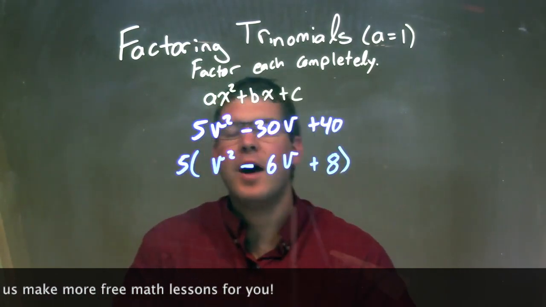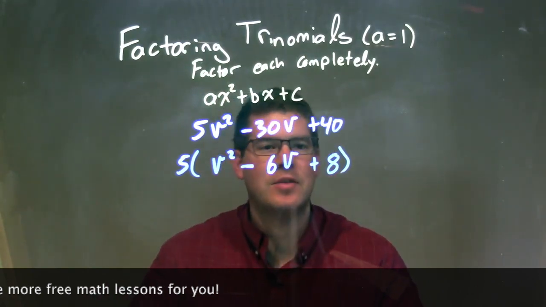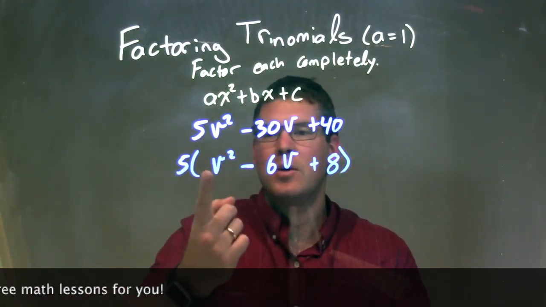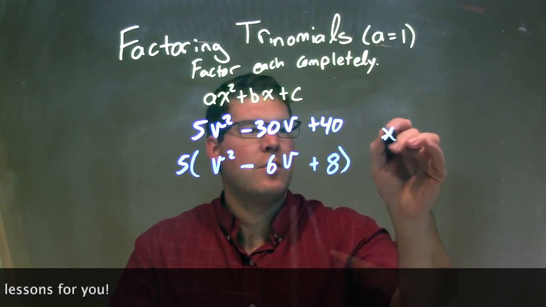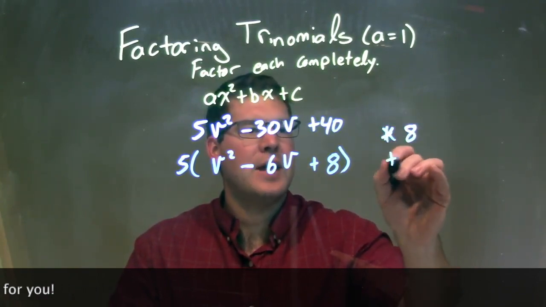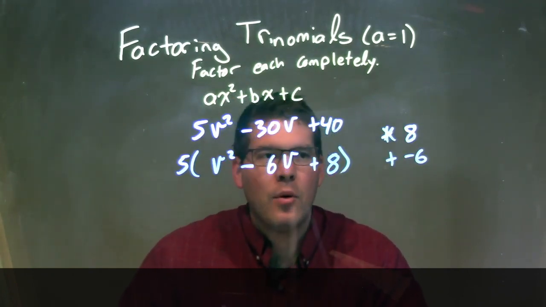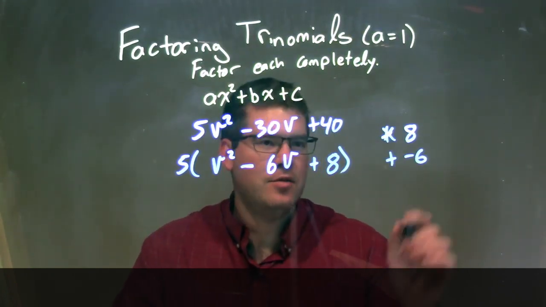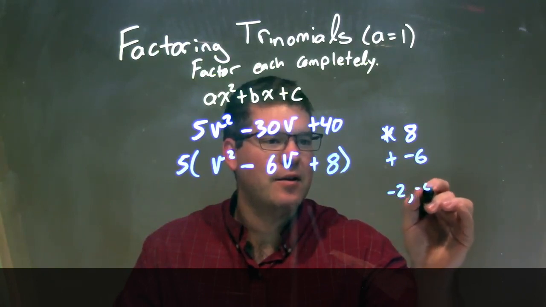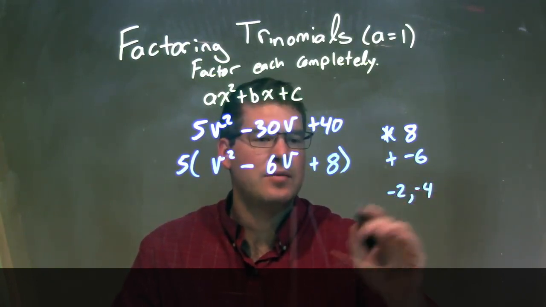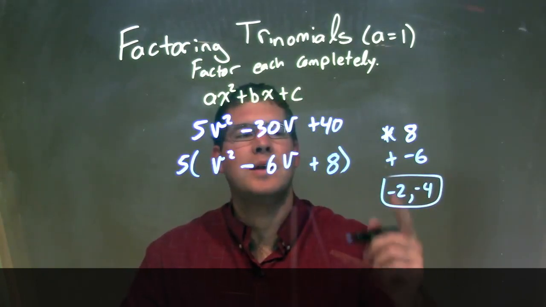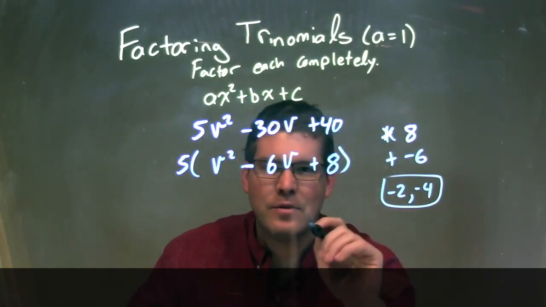So now we have 5 times v squared minus 6v plus 8, which is great, because now I have an a value of 1. So now I can ask myself the question, what multiplies to be an 8, but adds to be a negative 6? The two numbers I'm thinking about are a negative 2 and a negative 4. Negative 2 times negative 4 is a positive 8, but negative 2 plus a negative 4 is a negative 6.